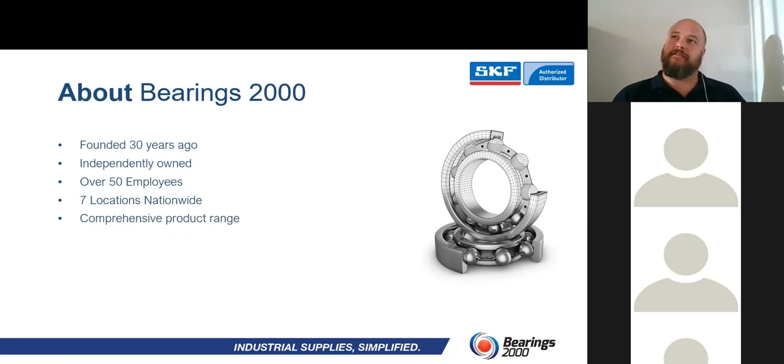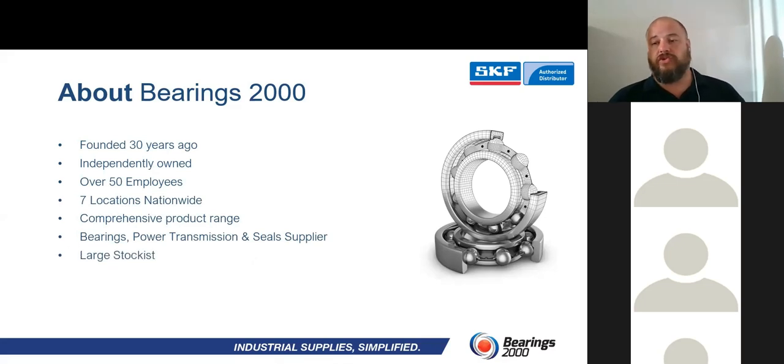Product range. Bearings 2000, yes, founded on bearings, guys. We do the entire range in terms of power transmission. We do seals, we do lubrication. So everything surrounding the rotating, we are able to provide you with. And then, of course, like I said, we do have 3 large distribution hubs in the Western Cape, the KZN region, and Johannesburg, of course. Yeah, so that is just a little bit about Bearings 2000, guys.